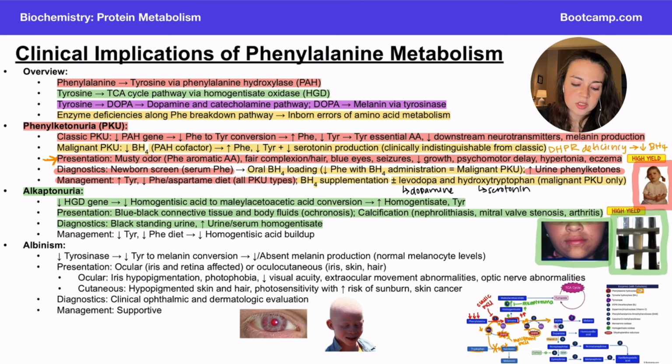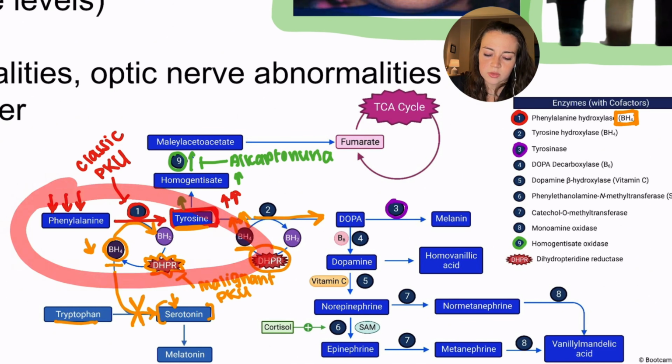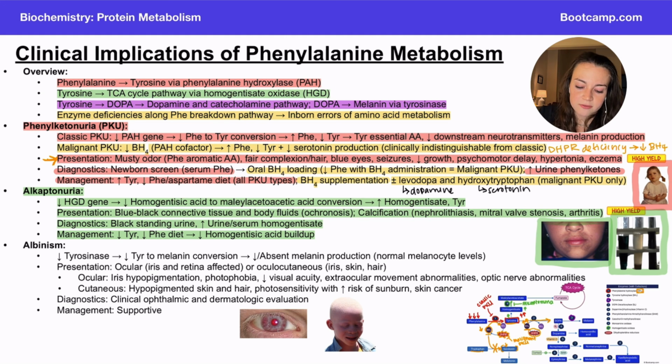The management here is going to be a diet that is low in tyrosine and phenylalanine to prevent the buildup of homogentisic acid. By decreasing the consumption here, we're reducing the upstream buildup of the homogentisate. And like we were saying before about phenylalanine, aspartame is still going to apply here under our low phenylalanine diet.